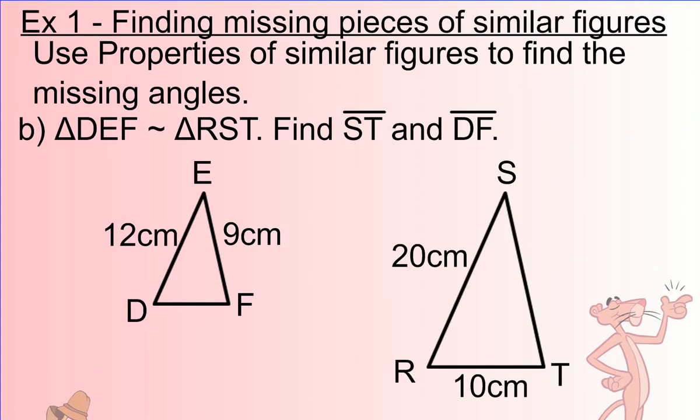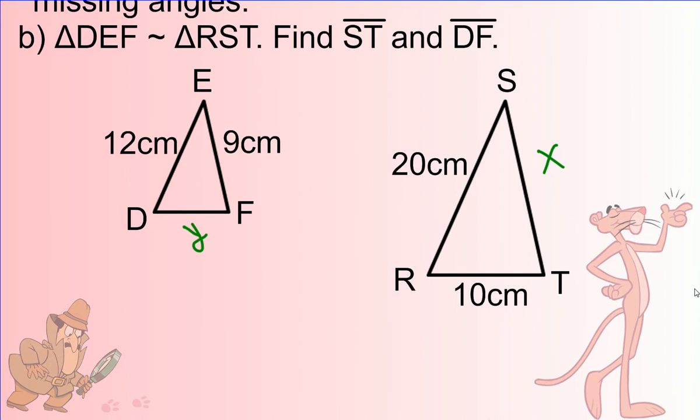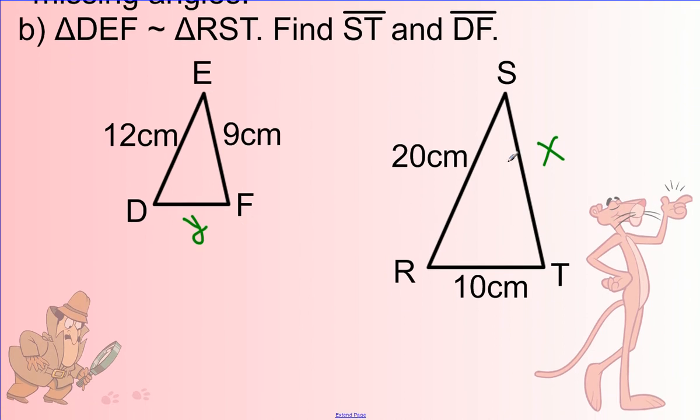Letter B. We need to find, it says here, well, triangles DEF and RST are similar. Cool. Find ST and DF. So we need to know what this is and what that is. Now, the way we did this before, if we had all of the parts, we would plop them into a proportion, we'd cross multiply, and that would check to see if they're similar. Now we know they are similar, and we're going to use that proportion again to find our missing pieces.